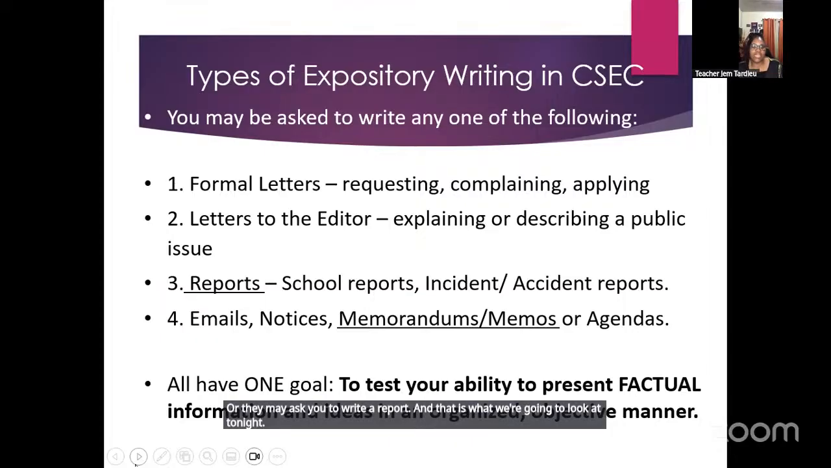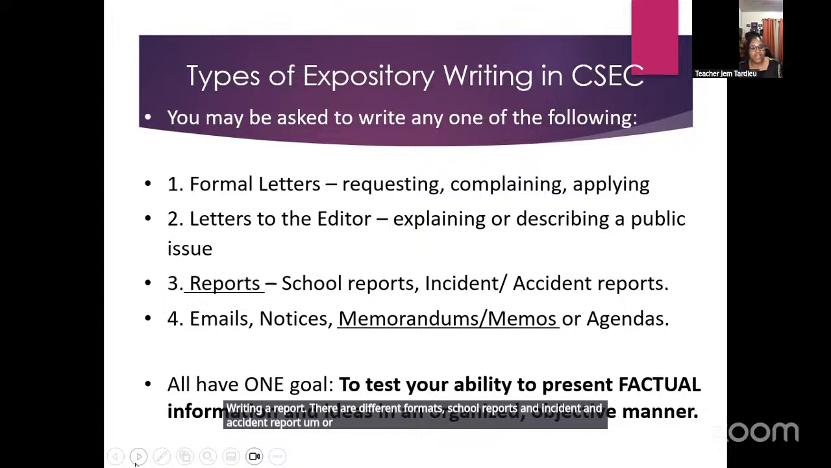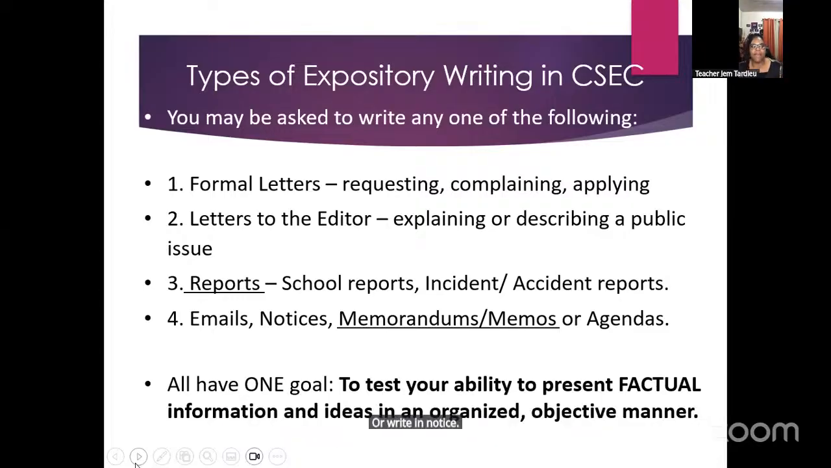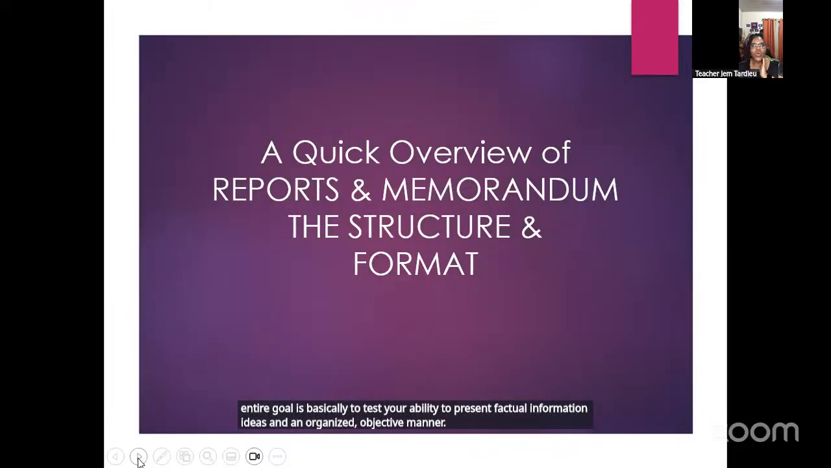Writing a report. There are different formats: school reports, incident and accident reports. Or CXC may bring a prompt and say, write an email or write a notice or a memorandum or memo. All of these are in the broad category of expository, and the entire goal is basically to test your ability to present factual information and ideas in an organized, objective manner. So let's take a quick overview of reports as we go along.